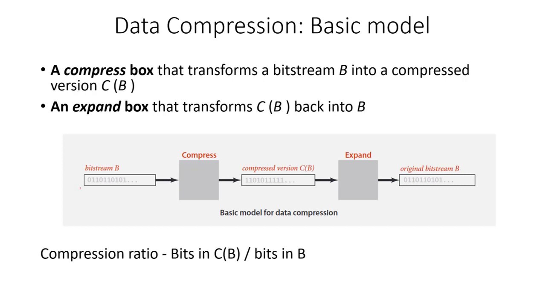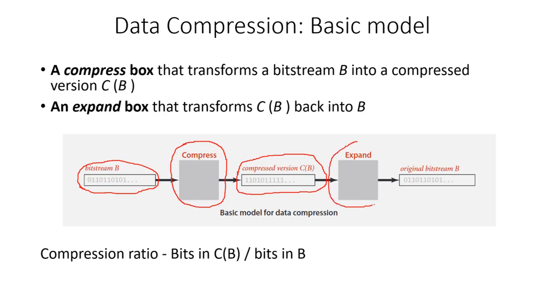So let's say that we have some original bit stream B, some original data, and we have a box that compresses this data. After the compression, we have some compressed version, and let's say that we need to transmit this data from one point to another, and we can use the box that expands this data. And this box allows us to convert the compressed version of the data to our original bit stream.